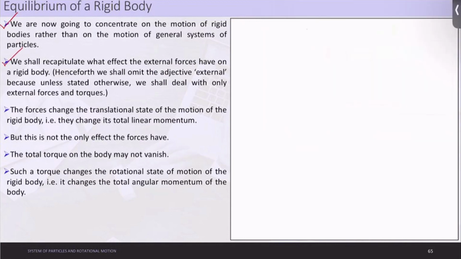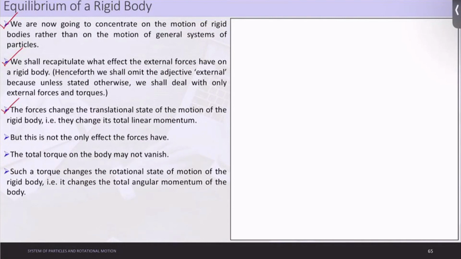So we shall recapitulate what effect the external forces have on a rigid body. Henceforth, we shall omit the adjective external, because unless otherwise stated, we shall deal with only external forces and torques, because in the general case F internal is also 0 in our day-to-day analysis, and tau internal is also 0. If we say generally torque or force, it basically means external force or external torque. So that's why we may sometimes omit it, we won't write external.